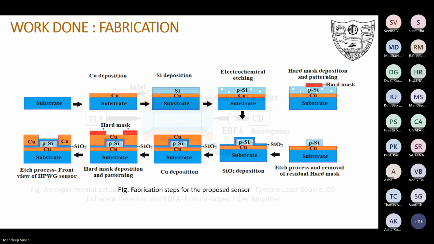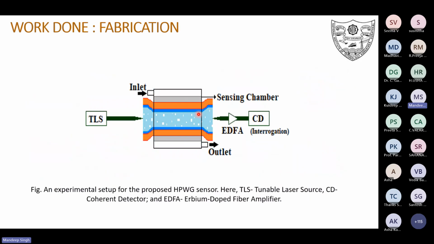So this is the experimental setup that we can use. We can use some tunable laser source, and that can excite this sensor. And then we can use some inlet and outlet for the movement of the ethanol vapors or volatile organic chemicals. Next we have to use an EDFA because the modes will fade out, and then we can use some coherent detector, or integration can be done. That is basically a frequency domain integration.